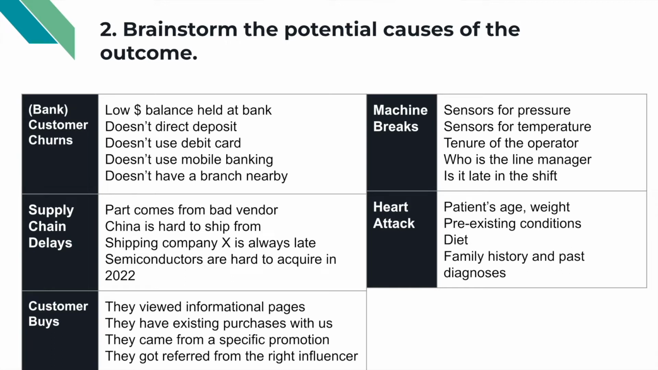So just taking the first example, a bank customer churns, we sit down with the product team who owns that product, for instance, a checking account, and ask, what are some reasons you think that a customer might leave the bank? Maybe they hold a low balance and it's very easy. They don't direct deposit, they don't use a debit card, they don't use mobile banking, maybe they don't have a branch nearby. All of these are possible causes of the outcome. We don't know how important they are on a relative basis. We don't know how they interact with each other, but we're pretty confident that the answer lies in some combination of those factors.